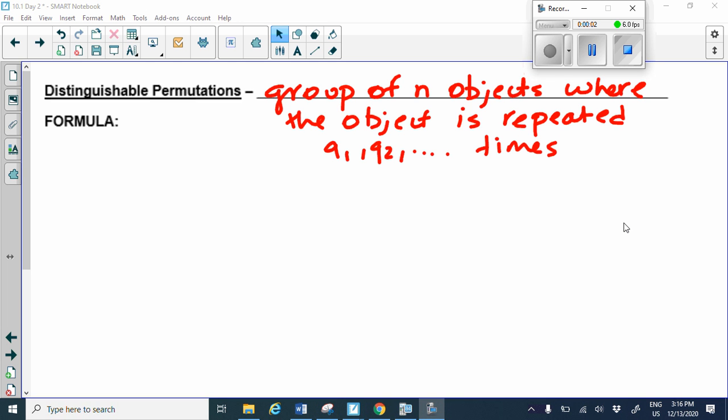Hey guys, so here is part 2 of the 10.1 day 2 notes. We're going to be talking about distinguishable permutations. So distinguishable permutations is a group of n objects where the object is repeated.